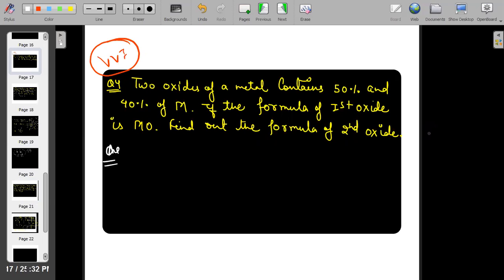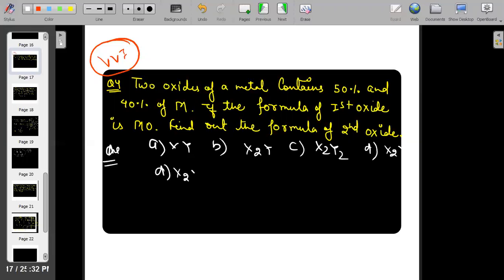Now do fast. Who is going to answer it? Okay, so I'm giving the options also. Suppose the first option is XY, the second option is X2Y, the third option is X2Y2, and the fourth option is X2Y3. Now do fast. XY, X2Y2, X2Y, X2Y3. What should be the formula of this compound?